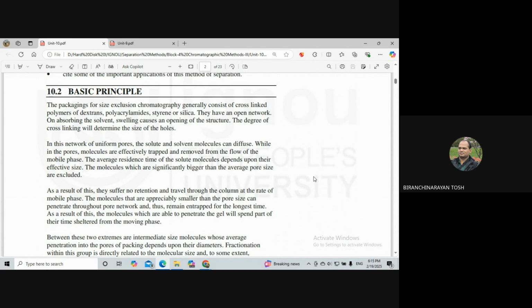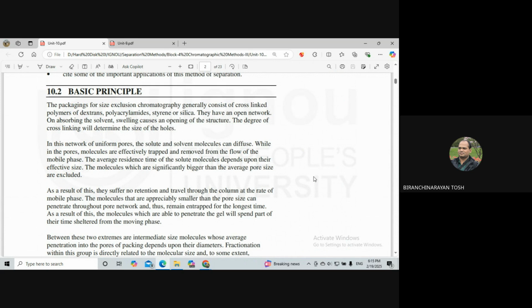Here also we are using cross-linked polymers. The packings for size exclusion chromatography generally consist of cross-linked polymers of dextrans, polyacrylamides, styrene or silica. They have an open network. On absorbing the solvent, swelling causes an opening in the structure. The degree of cross-linking will determine the size of the holes. So based upon the degree of cross-linking, the size varies.